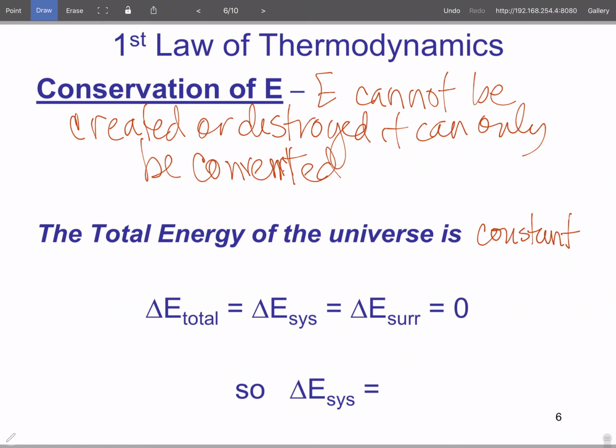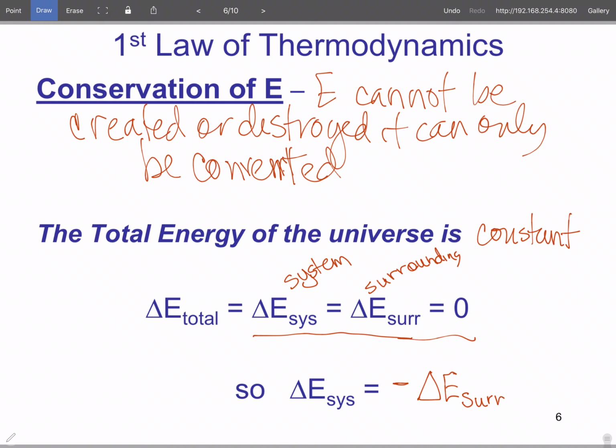So the total energy is equal to the energy of the system plus the energy of the surroundings, which is equal to zero. This is the system, and this is the surroundings. So the bottom line is, since the change in total energy has to equal the change of the two species and it has to equal zero, then that means the energy of the system has to be the opposite of that of the surroundings.